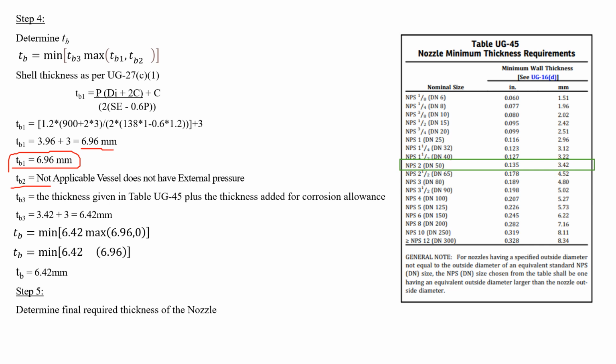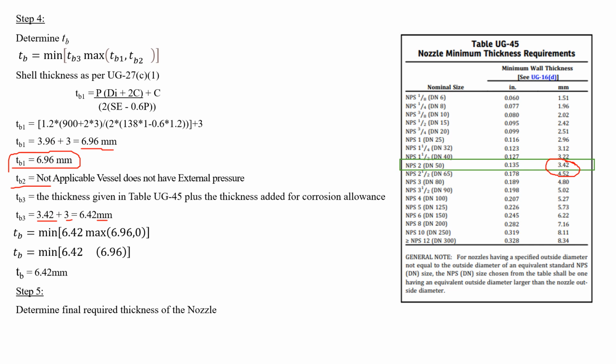Then TB2. TB2 is as per the external pressure. We'll take a normal vessel here, since it doesn't have external pressure, so we'll consider TB2 as 0. Then TB3, which we have to take from table UG-45. Correct. As per this table, for 2 inch you can find the thickness as 3.42 mm. So I have taken 3.42 plus corrosion allowance, which is 6.42 mm.